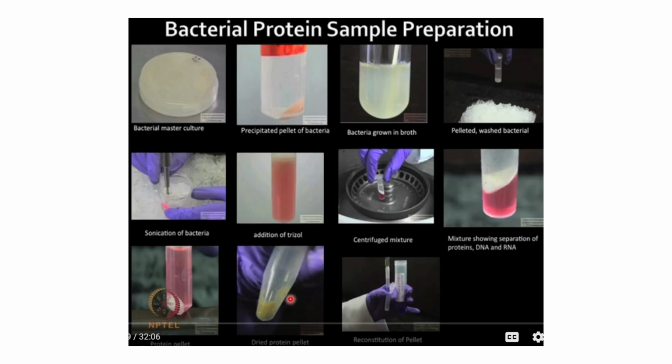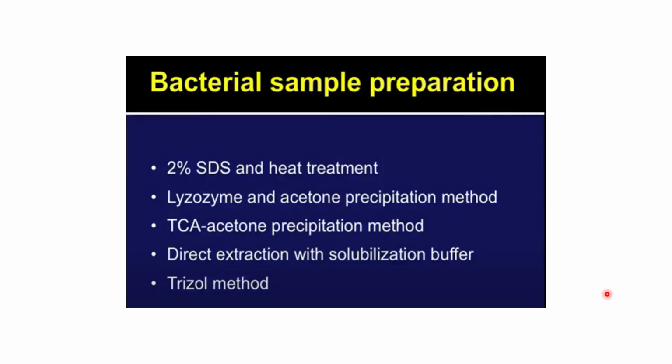Once you remove that, there is a procedure basically. It will not remove randomly. So you need to add certain solutions to it, and your protein gets pelleted out. You can dry that and reconstitute that protein and do the analysis. So this is one way of preparing your samples in terms of a bacterial sample.